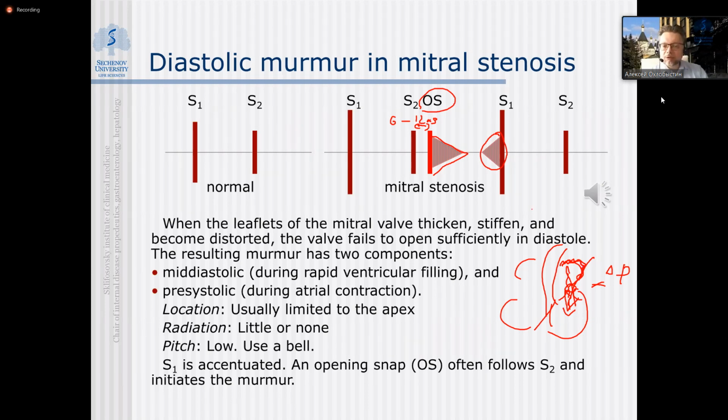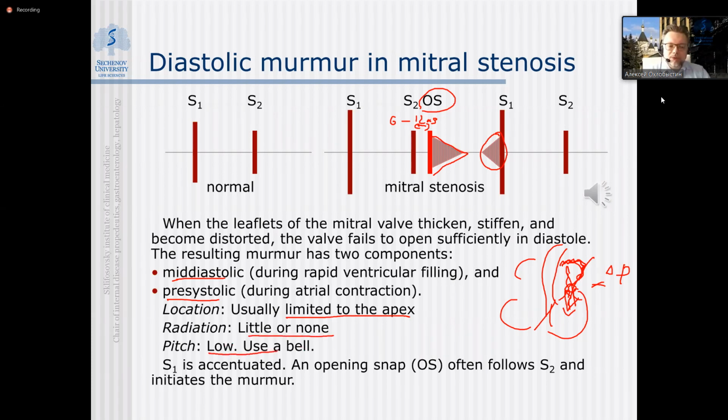But that will not always be the case, because in some patients there will be no atrial contraction due to either overload or a secondary arrhythmic complication due to, for instance, atrial fibrillation. Therefore, there will be two components, mid-diastolic and presystolic. The location of the murmur will typically be limited to the apex. Radiation typically will be absent.